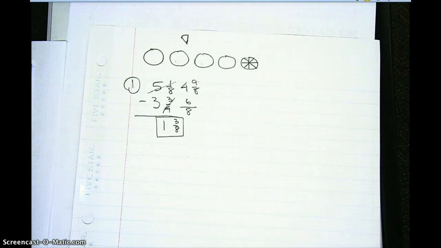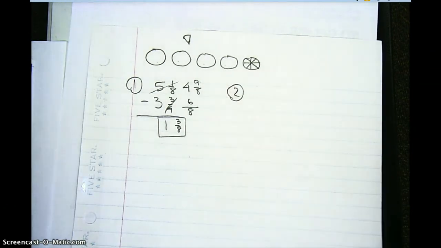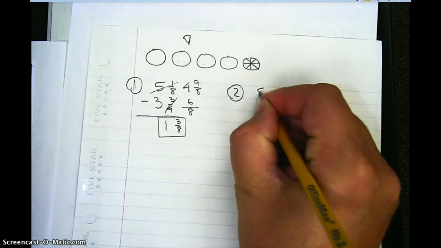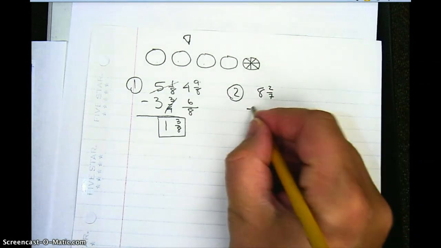So we'll do number 2. Number 2 was like this, and make sure you write it on a separate sheet of paper because there's not enough room in that little worksheet that we gave you. So I have 8 2/7, and I have to subtract 2 1/2.